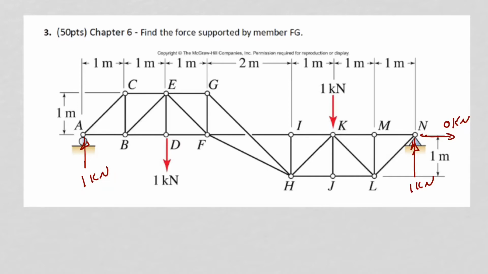Otherwise, we would probably sum our moments at N, solve for A, or the other way around, and solve for our NY, and work through the problem. So let's look at this. If we're at this point and we want to get to this one, we probably will start out at joint A. If we look at joint A, we have two unknowns there, so that will work out pretty well. We'll start out at joint A first.